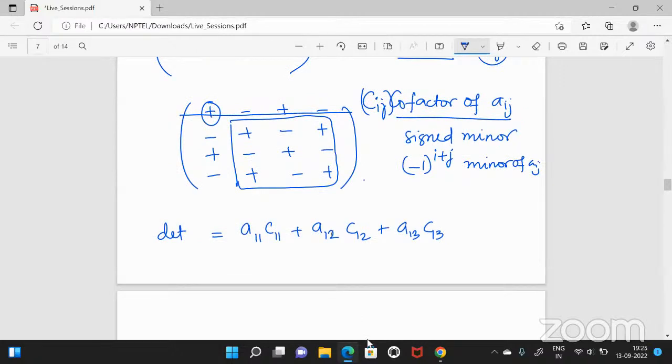That's it. If you want to expand along a column, it's going to be A11 C11 plus A21 C21 plus A31 C31. Whichever row or column you want to pick, you pick. Multiply each of the elements with its cofactor and then add. Whichever row or column you pick, you will always end up with the same number, and that number is the determinant of the matrix.